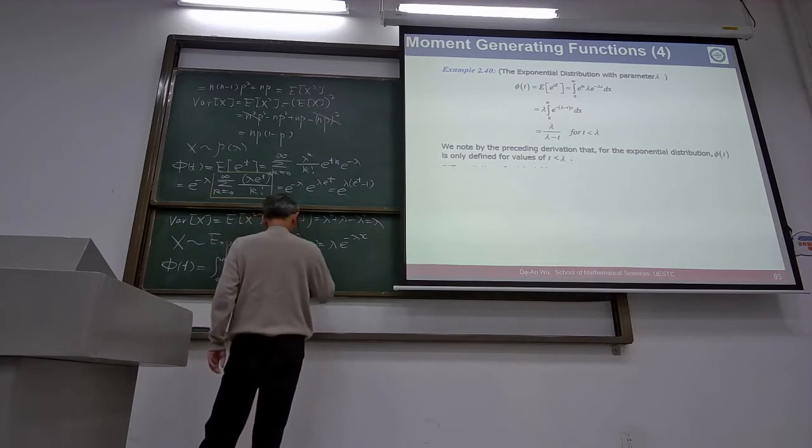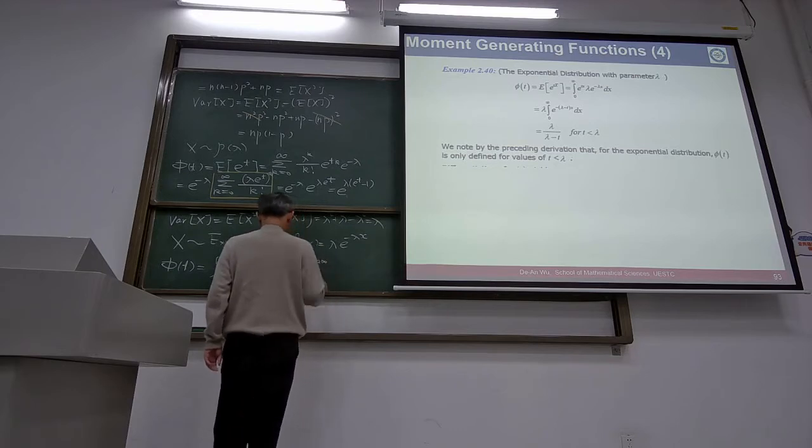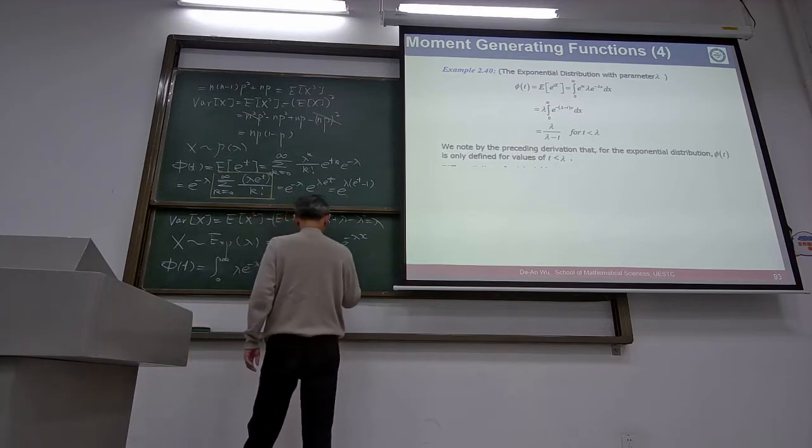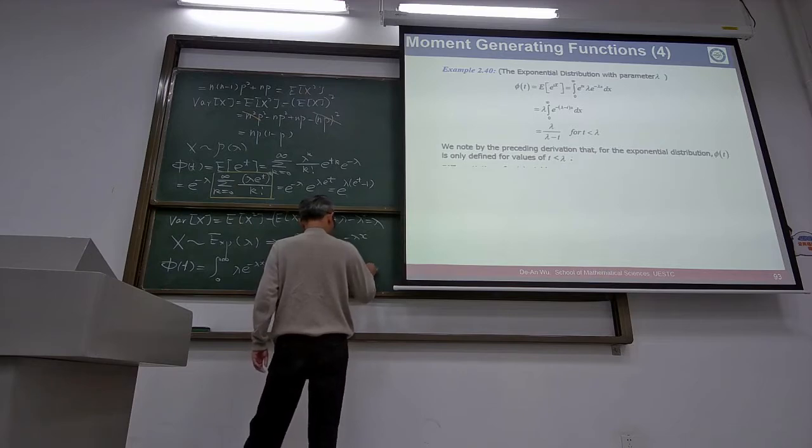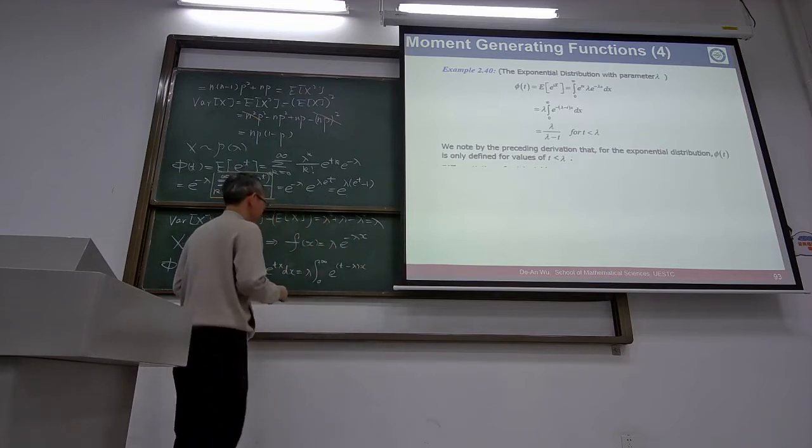This just equals lambda times the integral from 0 to infinity of e to the power t minus lambda times x dx.